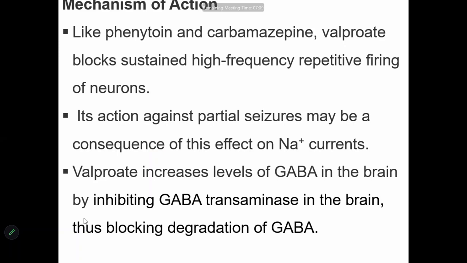How does it act? Just like phenytoin and carbamazepine, it blocks sustained frequency firing. And that is very important because it can act at the cell membrane level. Because of that, it's quite effective against partial seizures. But again, it acts at the GABA receptor sites, where it inhibits GABA transaminase in the brain. So this is a drug that acts at two levels. It acts at the membrane level and also at the synaptic cleft. And that's why we call it the pleiotropic.